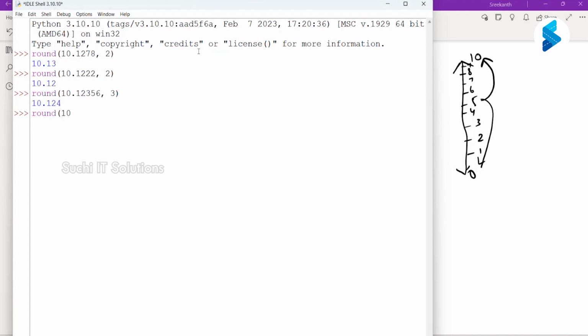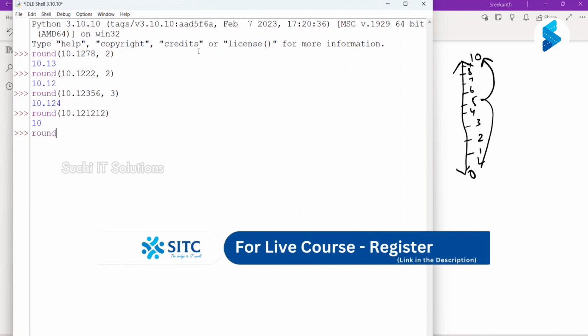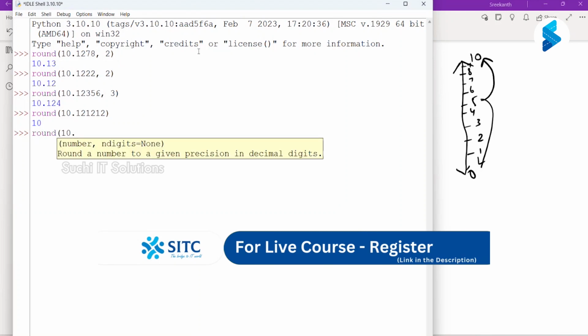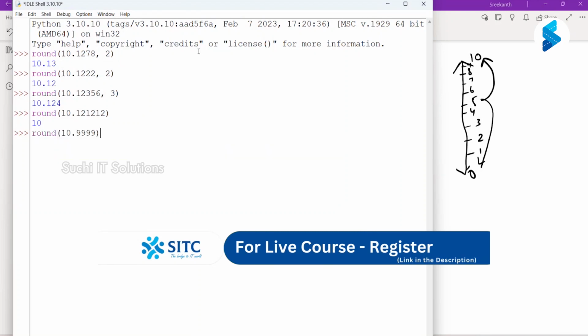Round of 10.121212, whatever. If I don't specify the second parameter of how many decimals, then this function will return an integer. It will always give the base number. So if I just say round of 10.9999, what would be the output here? I'm not giving any number of decimals. If I round this, it would be 11.